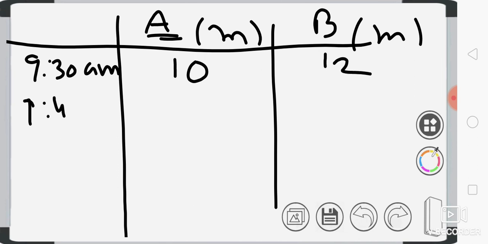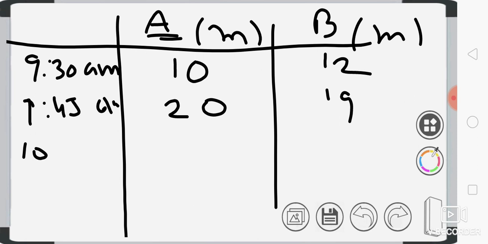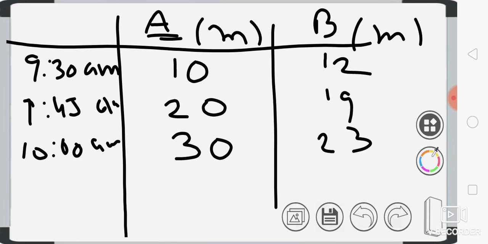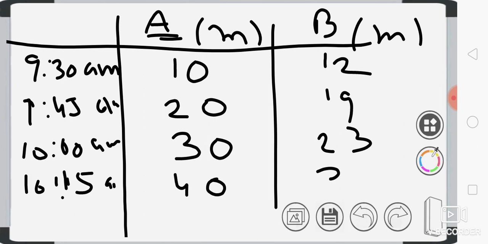Again at 9:45 am, A travels 20 meters and B travels 19 meters. Again at 10 am, A travels 30 and B travels 23. Again at 10:15 am, A travels 40 meters and B travels 35. Now examine them carefully and decide whether the motion of the object is uniform or non-uniform.